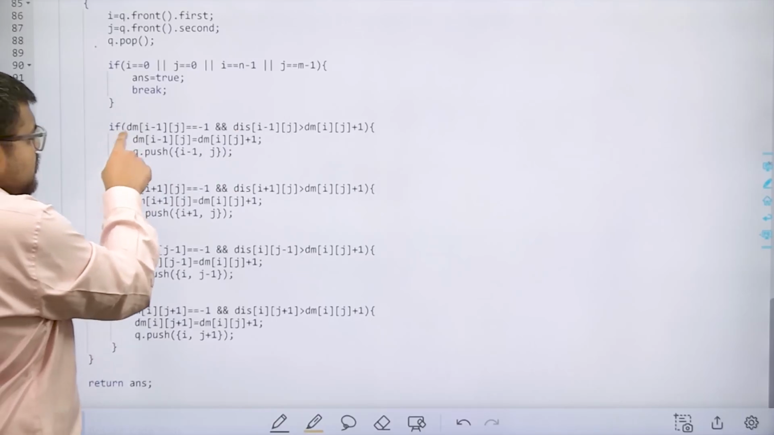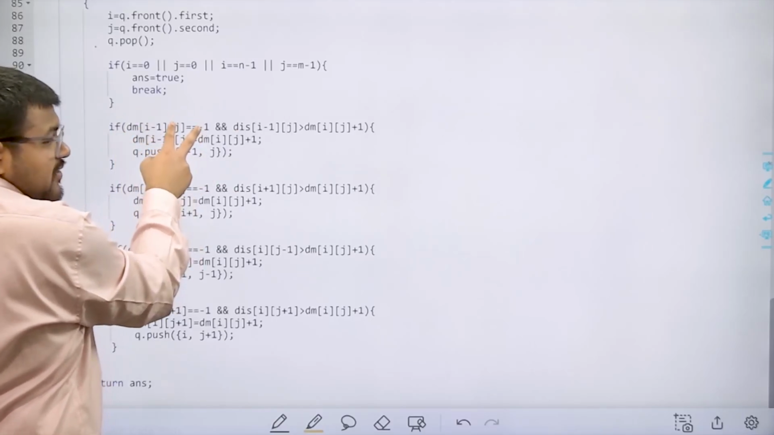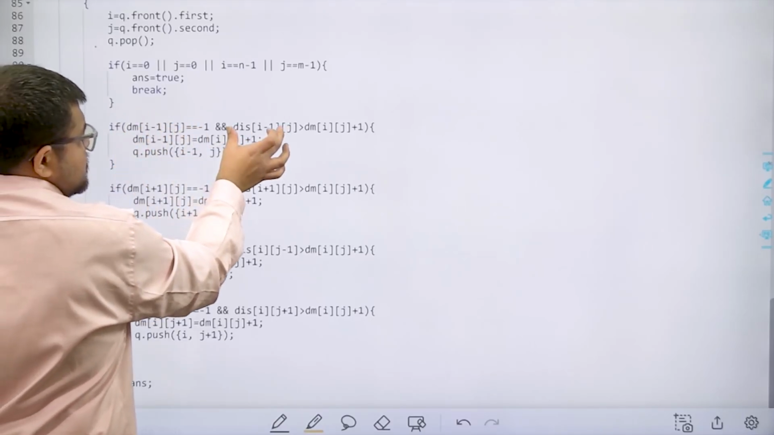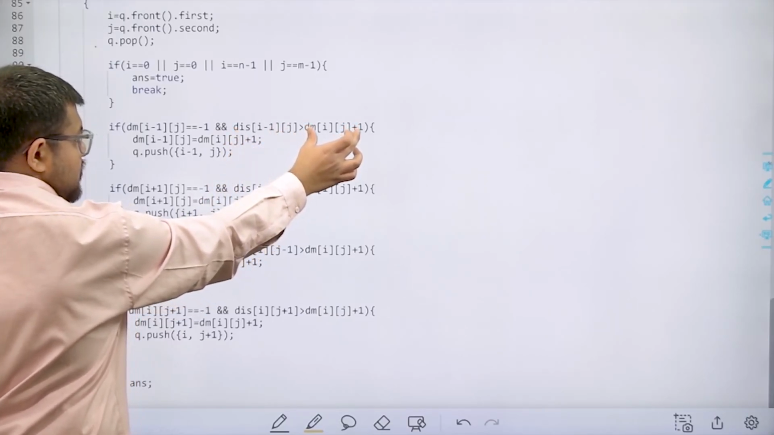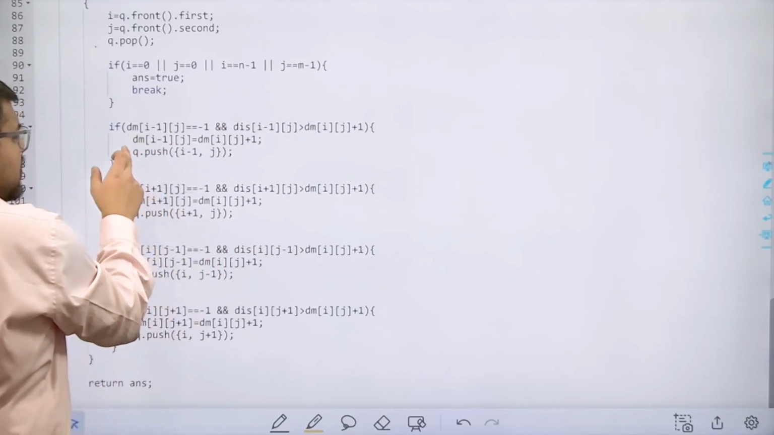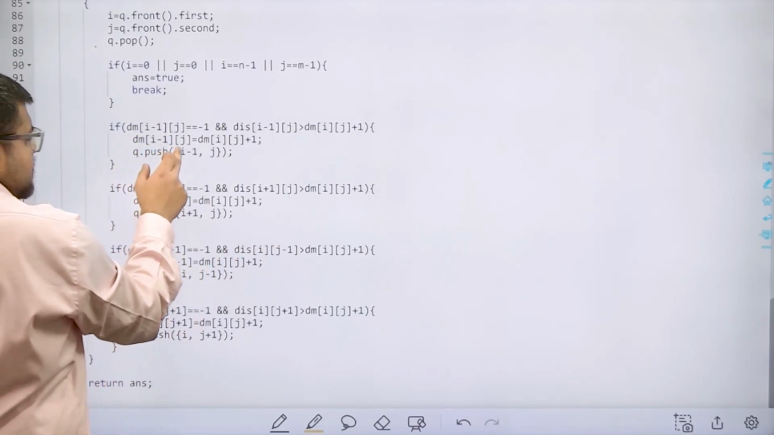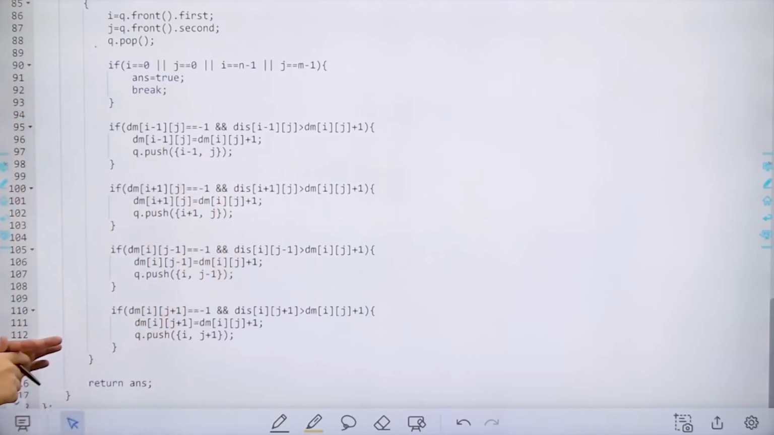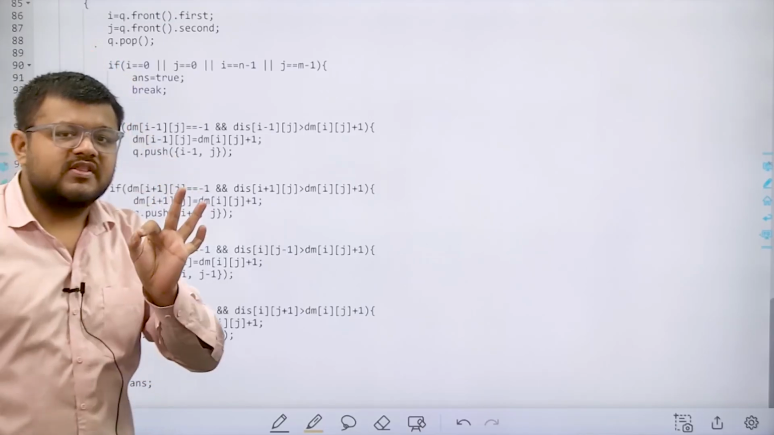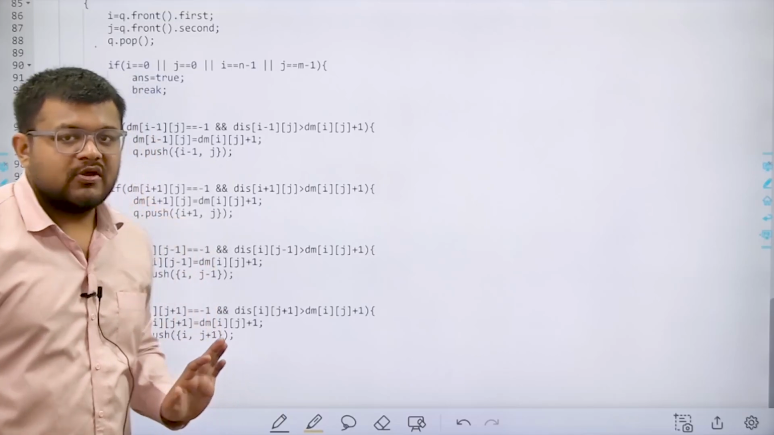So if the distance of man is minus 1, it is not calculated yet, and the time taken by fire to reach there is greater than the time taken by the man to reach there, then only the man will go there. So I will update distance of man i minus 1, j as distance of man i, j plus 1, and I will push that element inside the queue. And similarly I'll do this for all 4 adjacent cells. And so, in my queue I will have only the cells where the man can reach. Are you getting my point?